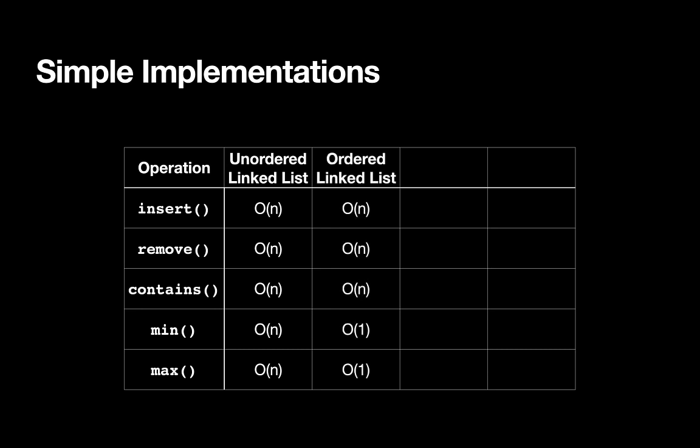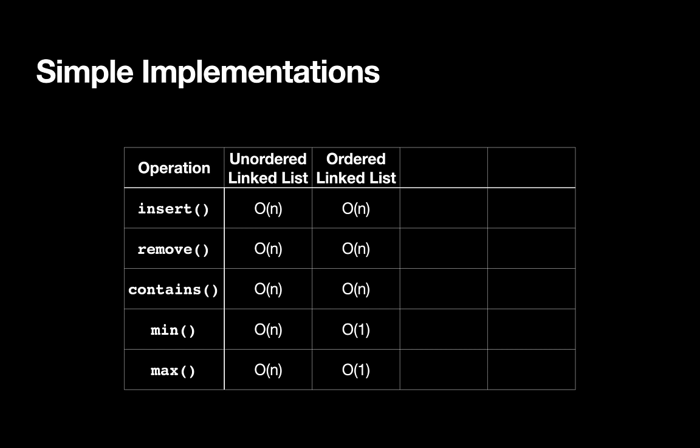If we've got a doubly linked list with both head and tail pointers, we can of course easily get to the first item in the list. So if they're ordered, we'll be able to easily get to the minimum. And again, we could also easily get to the maximum item from the tail node.